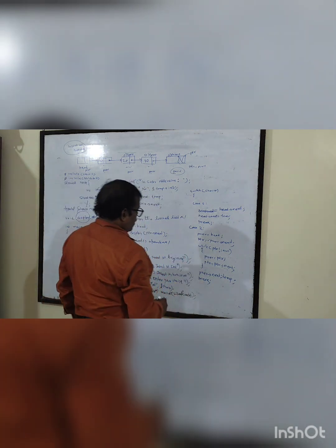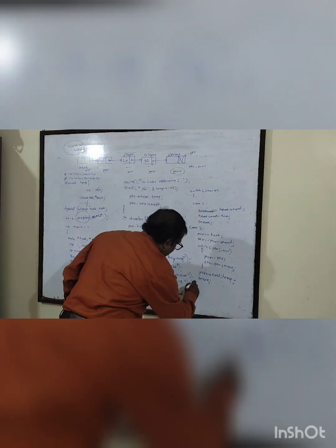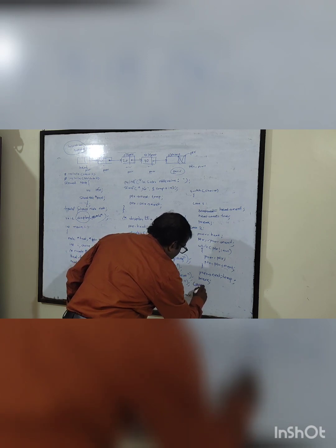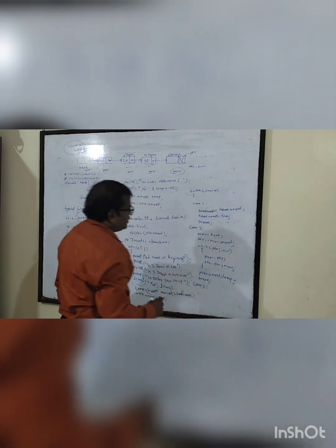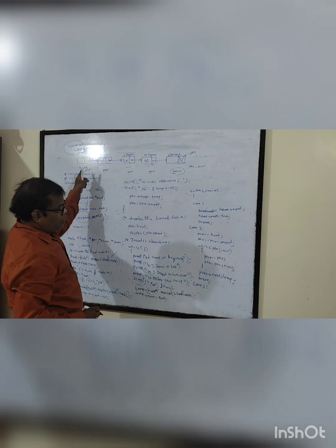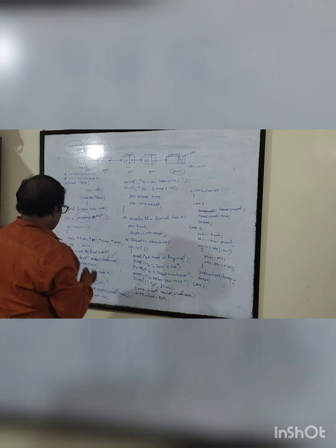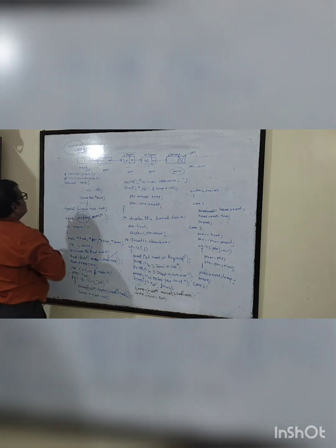Okay? Now the third category is called case 3. What is that case 3? That is insertion in between. So here I will give line numbers.